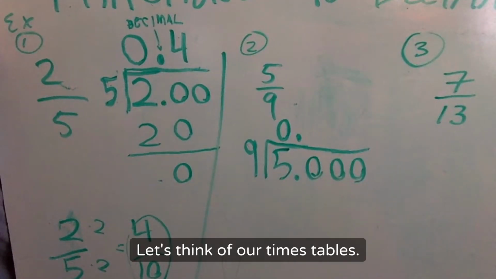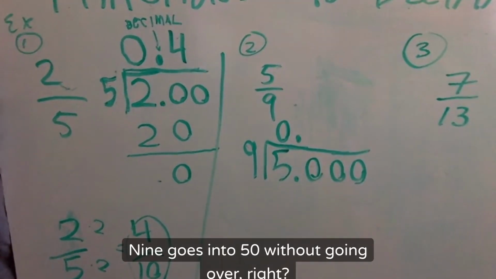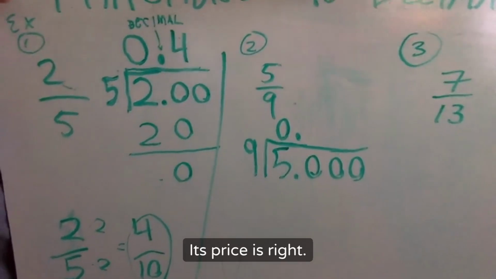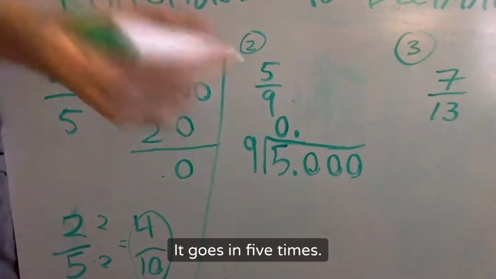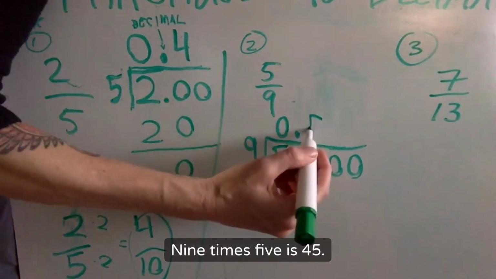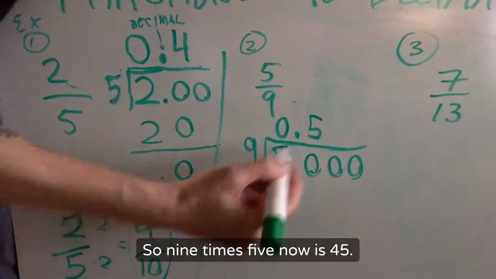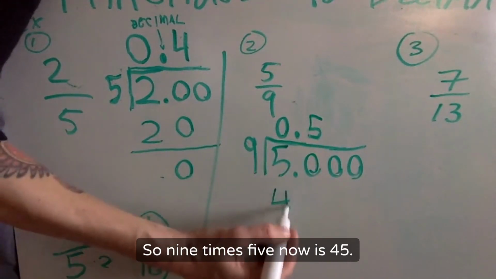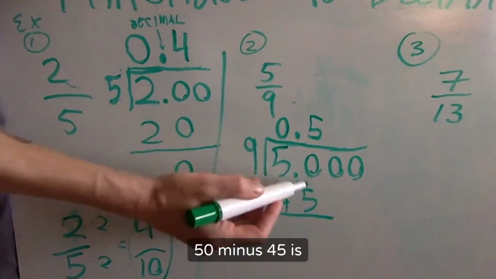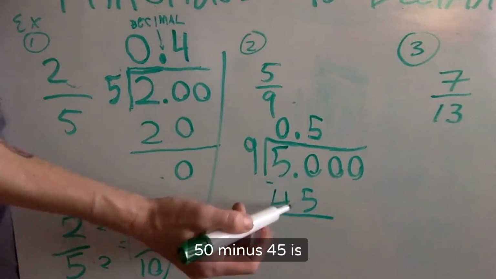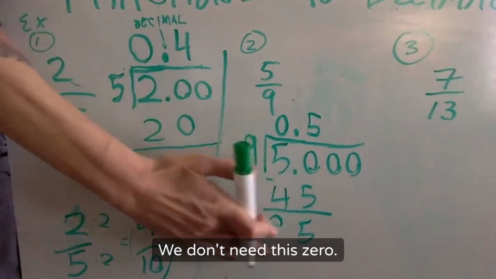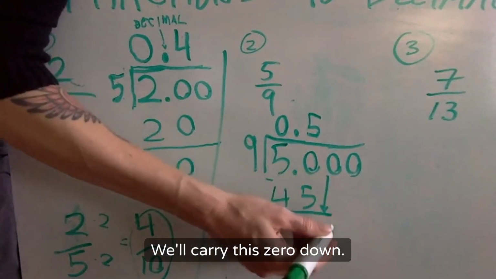Let's think of our times tables. 9 goes into 50 without going over, right? The Price is Right. It goes in 5 times. 9 times 5 is 45. So 9 times 5 now is 45. 50 minus 45 is 5, we don't need this 0. We'll carry this 0 down.